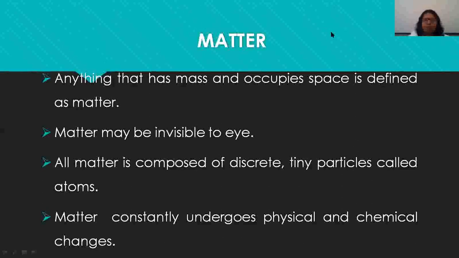So before I start with what are changes, let us discuss matter first. Anything that has mass and occupies space is defined as matter. I think we all know this fact. Matter may be visible to the eye or may be invisible to the eye. All matter is composed of discrete and tiny particles called atoms. Matter constantly undergoes physical and chemical change.